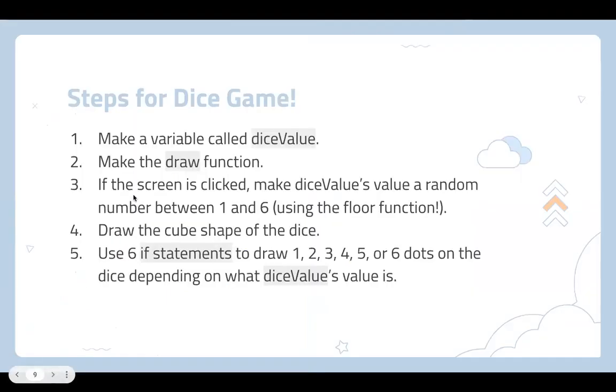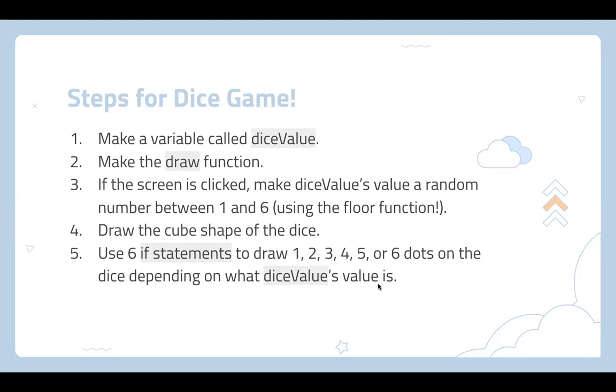For the steps for the dice game, we're going to make a variable called dice value. You guys can do this as I'm saying these instructions, that way you can keep on going with me. Then you're going to make a draw function. If the screen is clicked, we're going to make the dice value a random number between 1 and 6 using the floor function. After that, we're going to draw a cube shape of the die. You don't have to do a cube. In fact, I recommend just doing a rect and using 6 if statements to draw 1, 2, 3, 4, 5, or 6 dots on the dice, depending on the dice value.